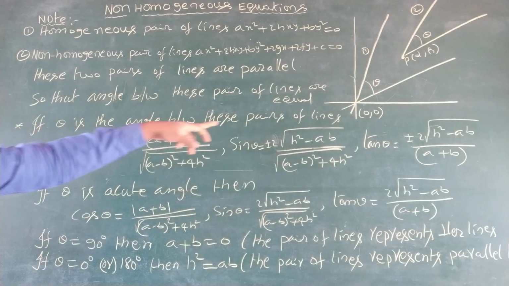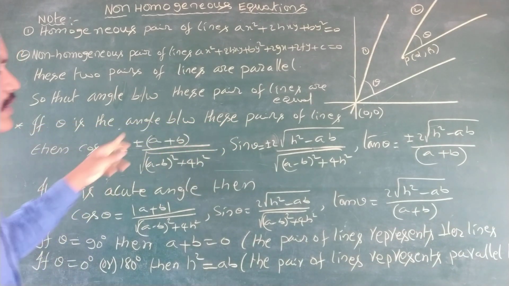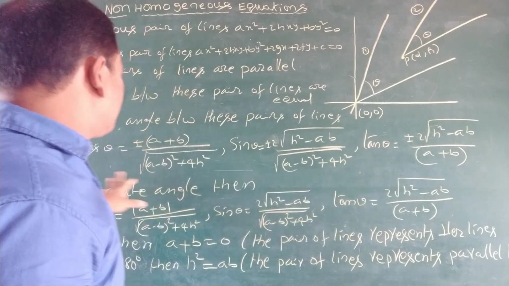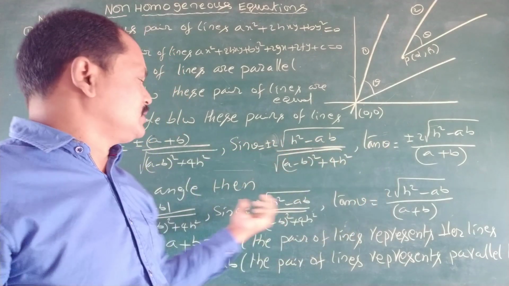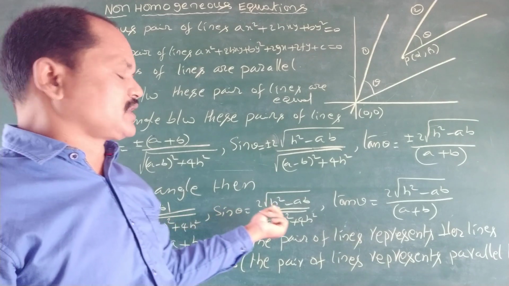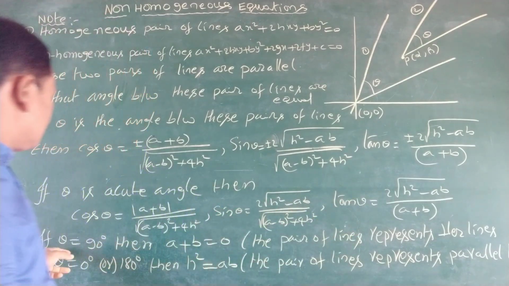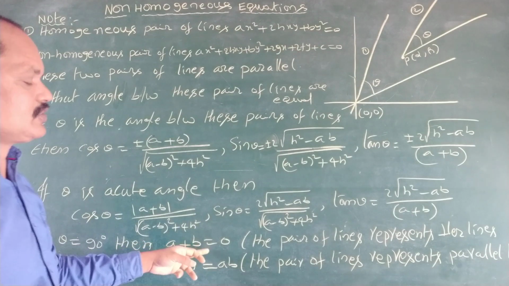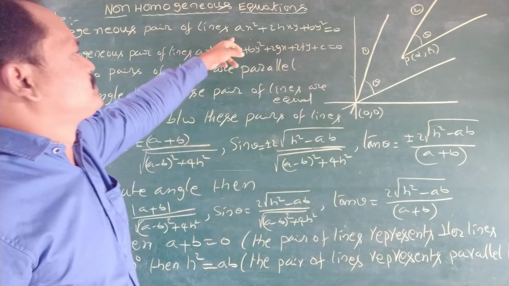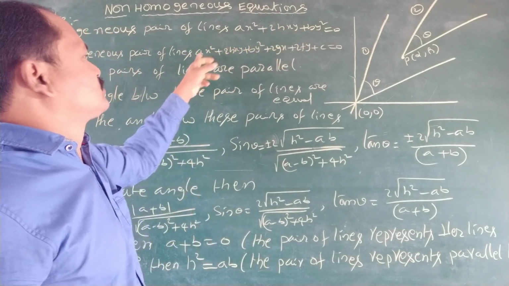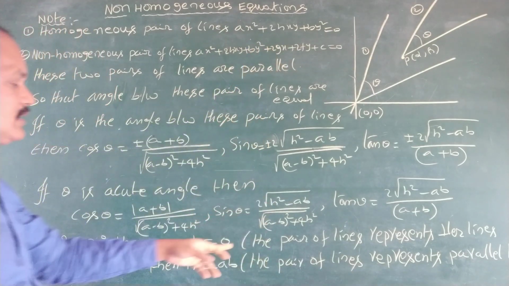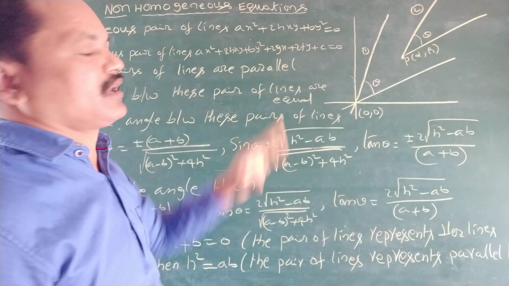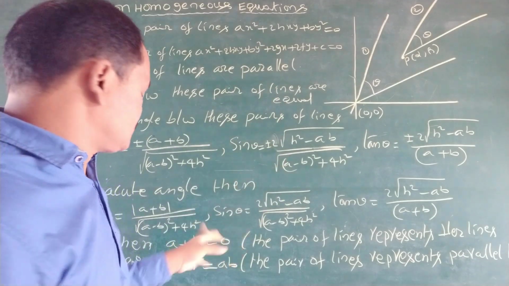If theta is the angle between the pair of lines, then cos theta is this formula, and then sin theta and tan theta. If theta is acute, then everything is positive: cos positive, sin positive, tan positive. If theta is 90 degrees, then a plus b is equal to 0. a plus b means what? Coefficient of x square plus coefficient of y square. Here also the coefficient of x square plus coefficient of y square is 0. And that's why the pair of lines represents perpendicular lines.